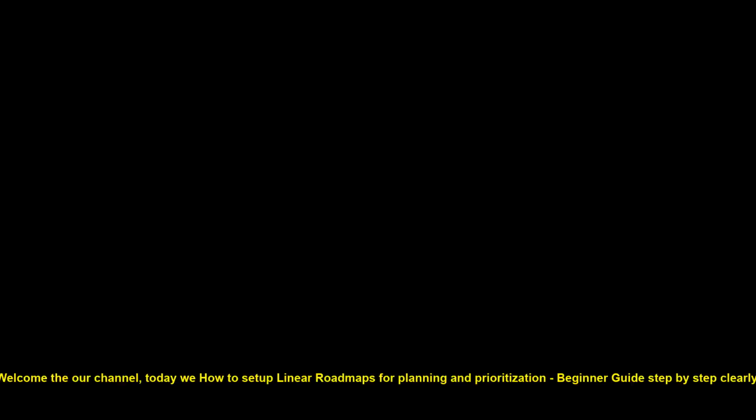Today we'll show how to set up linear roadmaps for planning and prioritization, a beginner's guide step by step. Begin by understanding what a linear roadmap is. A linear roadmap visually represents the progression of projects or tasks over time. Start with a clear objective for your roadmap. Identify the key initiatives you want to focus on. Gather input from your team or stakeholders to ensure alignment.